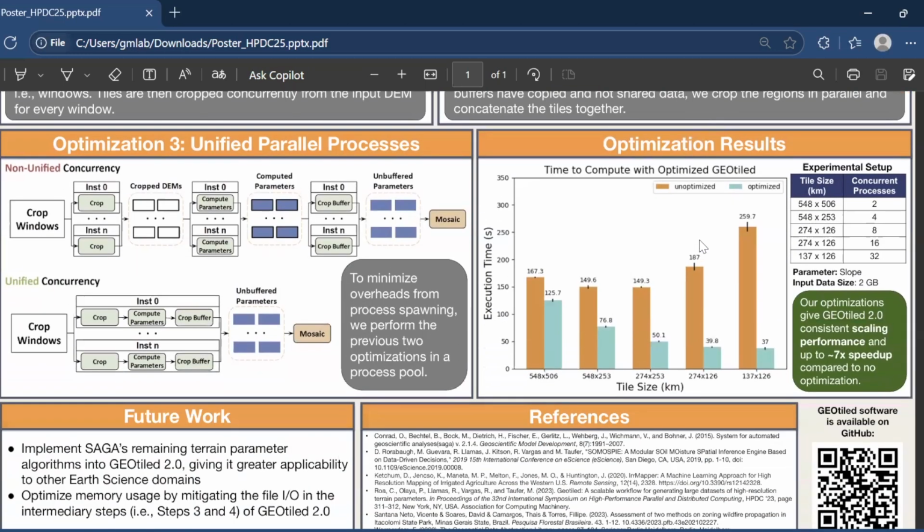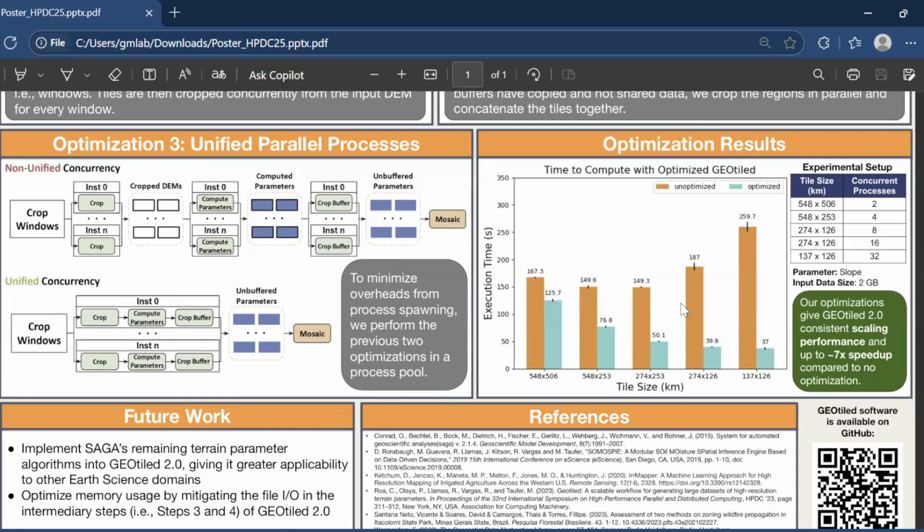Finally, in our third optimization, we have unified parallel processing. With our previous 2 optimizations, we have 3 different instances of concurrent computation. Something to note is that for any given elevation tile, it'll create a subsequent cropped DEM, subsequent computed terrain parameters, and then subsequent unbuffered parameters. Because of this data pipeline, we can instead unify all 3 of these different functions into a single multiprocessing instance where all 3 functions are handled at once and still produce the same output. This minimizes our overheads from spawning multiple multiprocessing tools.